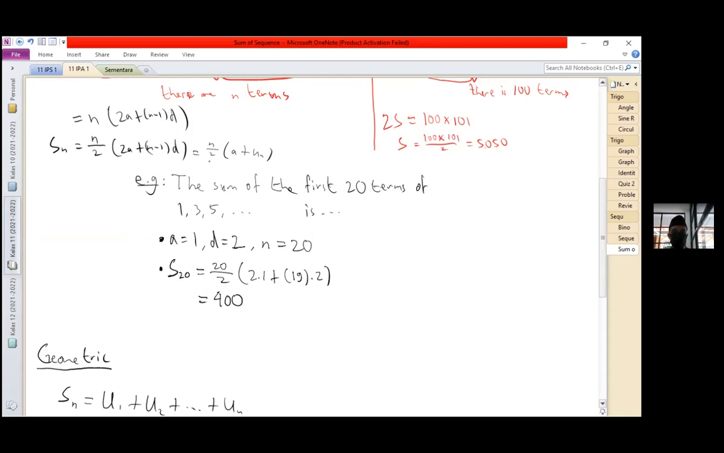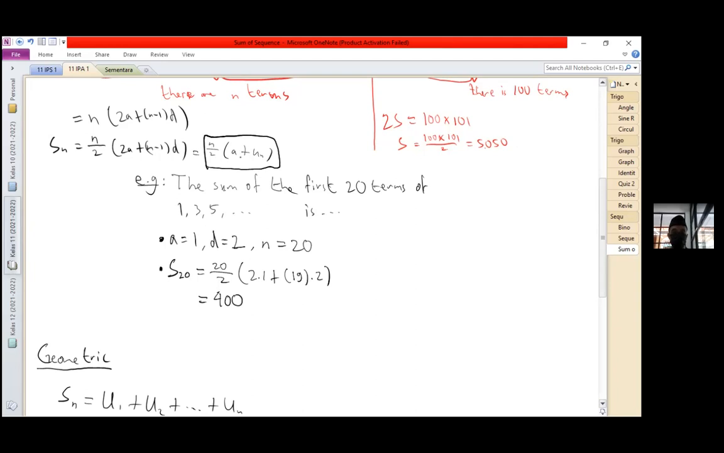Sometimes in the problem you are given the last term as well. You are given the last term, and then you can use this one. Can I use this one for this problem? Yes, you can, but you have to find the nth term, Un, first.